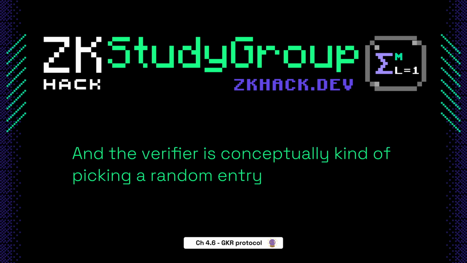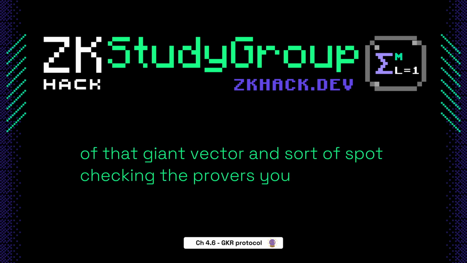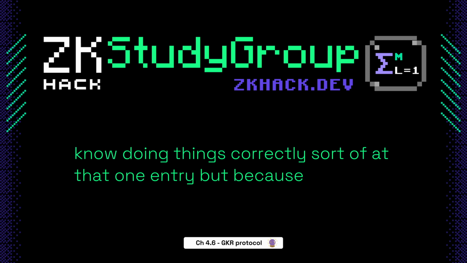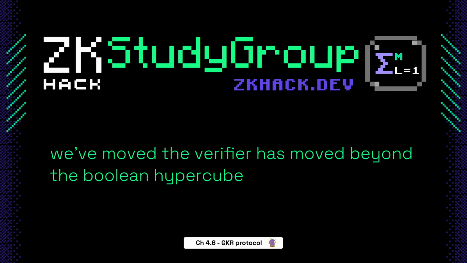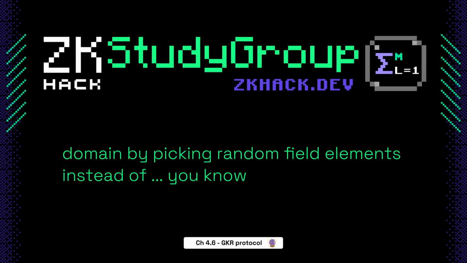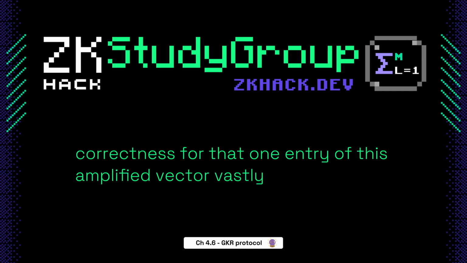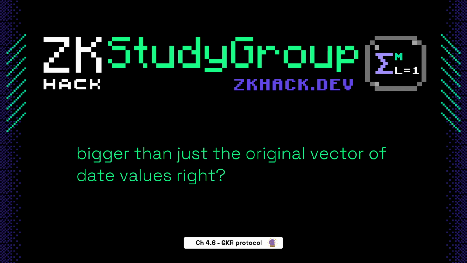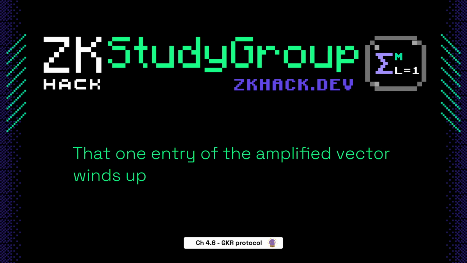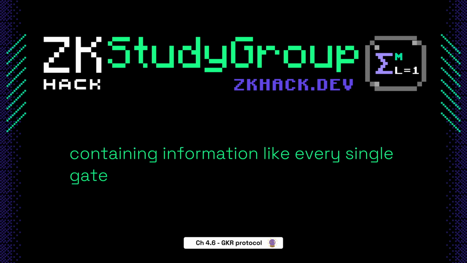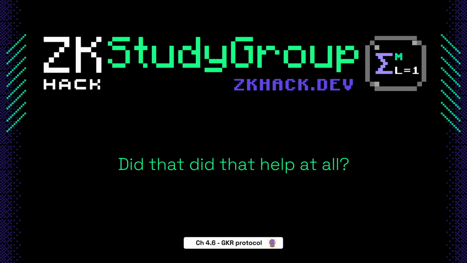Okay. And the verifier is conceptually picking a random entry of that giant vector and spot checking that the prover did things correctly at that one entry. Because the verifier has moved beyond the Boolean hypercube domain by picking random field elements instead of just random bits, by spot checking the prover's correctness for that one entry of this amplified vector, vastly bigger than just the original vector of gate values, that one entry of the amplified vector winds up containing information. Every single gate at that layer contributes to that one entry. Did that help at all?